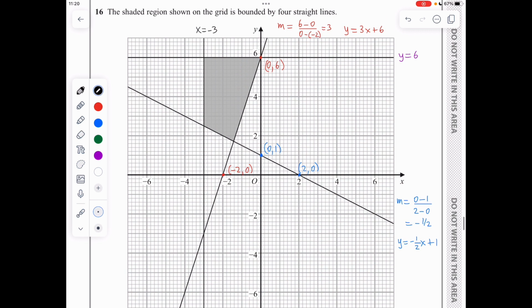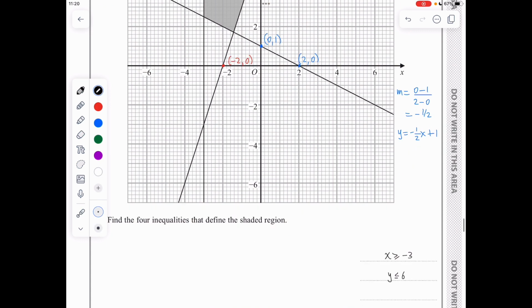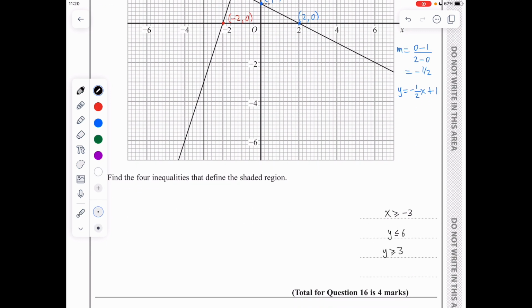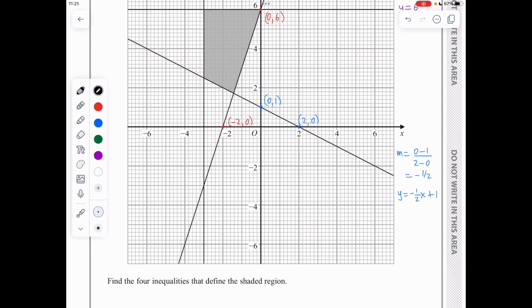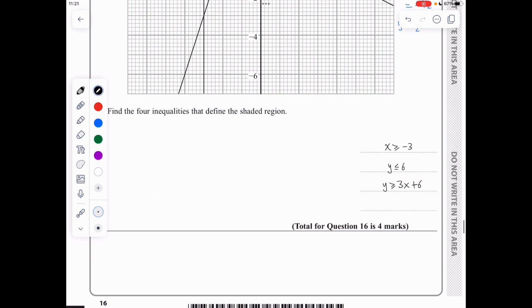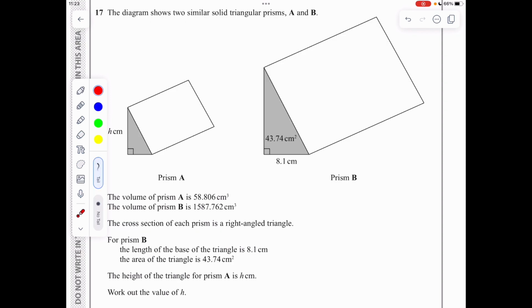And then for the line with equation y is 3x plus 6, we want to be above this one. So we want y to be greater than or equal to 3x plus 6. And finally, for the last line, the line with equation y is minus a half x plus 1, we again want to be above this line. And therefore, for this final line, the inequality is y greater than or equal to minus a half x plus 1.